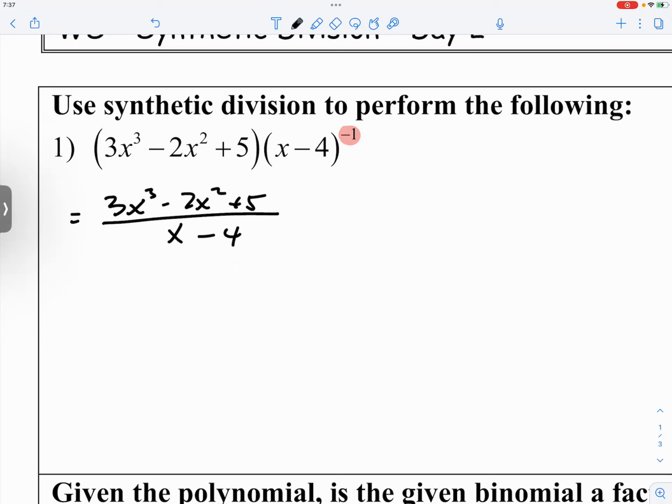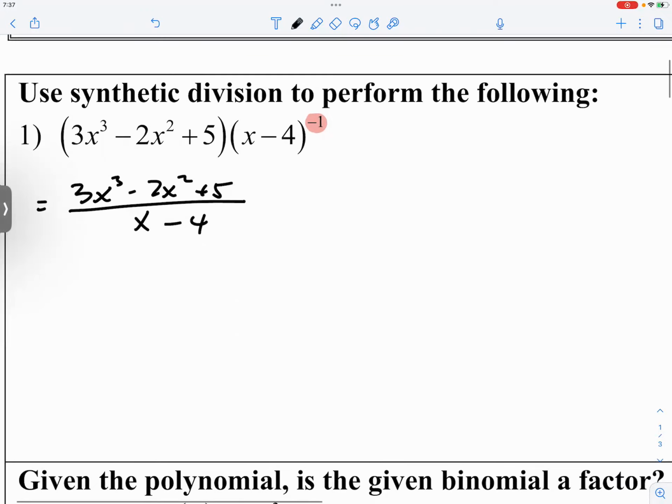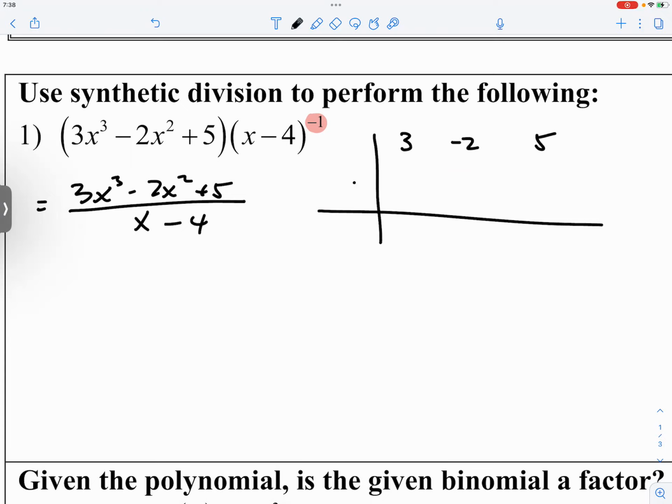Okay, and I hope you still remember how to set it up. So we'll do 3, -2, and 5, and then put a 4 right there. All right. And does anybody see something? Yes. Missing the x term. How many of you spotted the missing term?